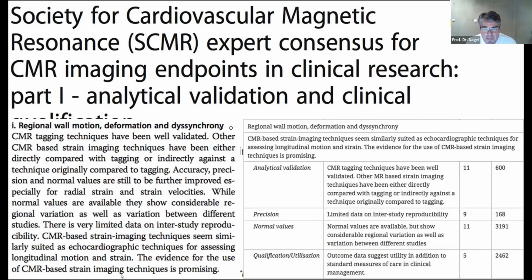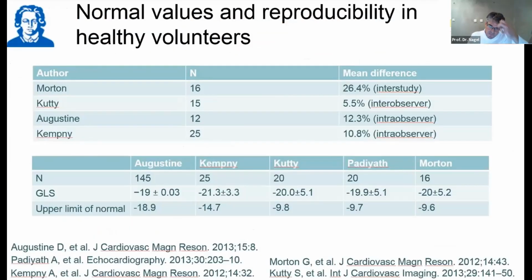The recently published paper on endpoints in clinical research has in principle said that the evidence for the use of CMR-based strain imaging techniques is promising. They, and I'm one of the authors, weren't that enthused because the number of validation studies is still relatively limited. And in addition, the normal values are relatively spread out.